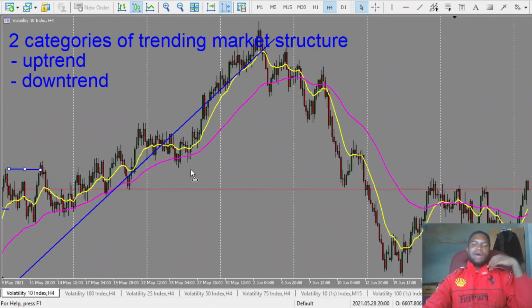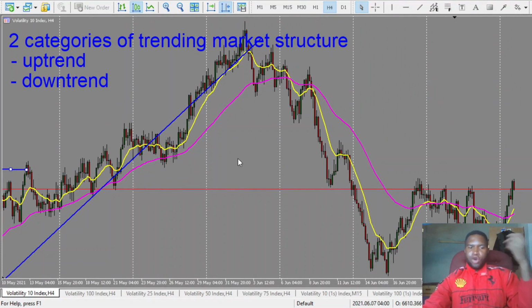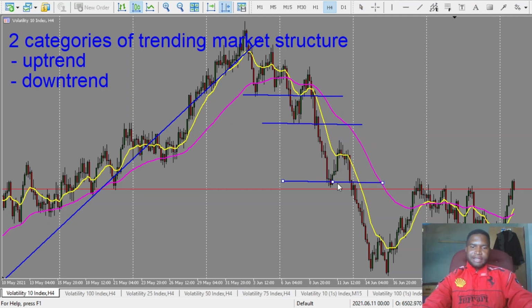Now for a downtrend, it is the opposite. Instead of seeing the market breaking previous levels of resistance, in this case we are going to be seeing price action breaking the previous levels of support. Like in this case, we can all see that the price action is continuously breaking the previous levels of support, and we then know we are now in a downtrend.